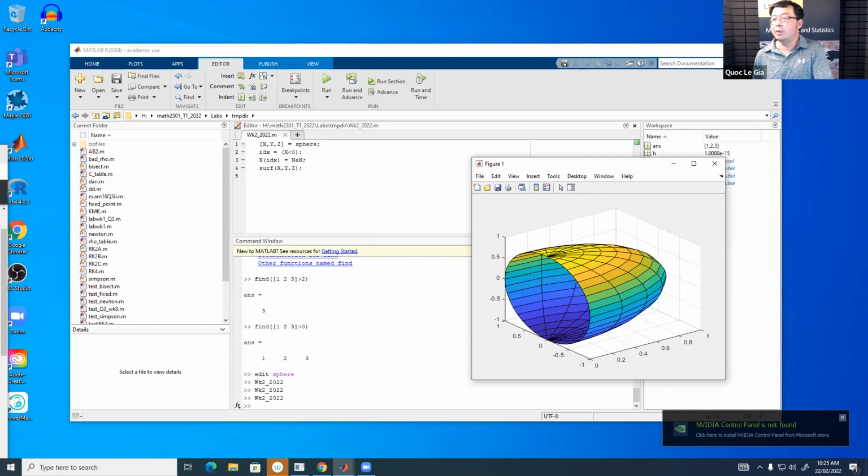Yes, but then it means that IDX2 is just the part that y is less than 0. No, I want the intersection of all the conditions. I want all the conditions satisfied at the same time, yeah?